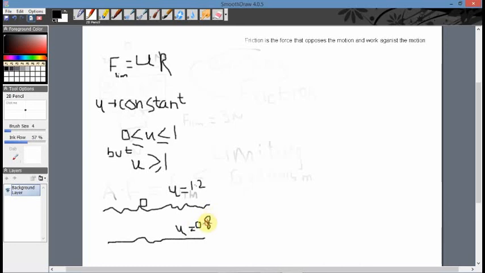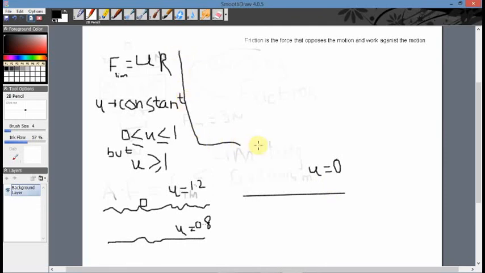But always remember, if we have a smooth surface, then the value of mu would be 0. This means that there would be no friction. What I have told you, the value of mu is a constant. The value of mu could be between 0 and 1, but it could also be greater than 1. The more rough the surface, the greater the value of mu. There is a direct relationship between the roughness of the surface and the value of mu. And when the surface is smooth, the value of mu would be 0.